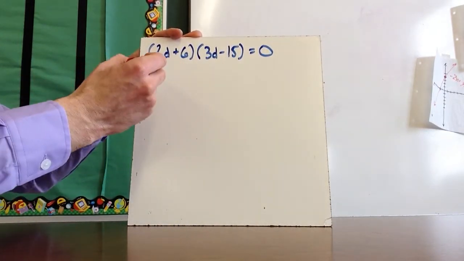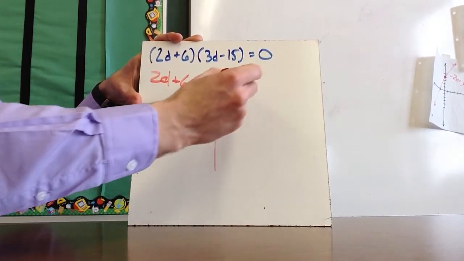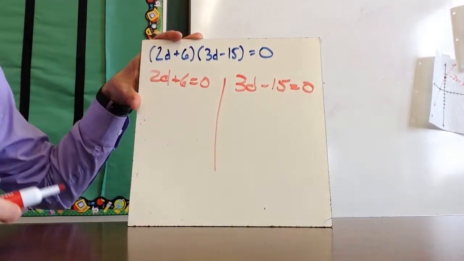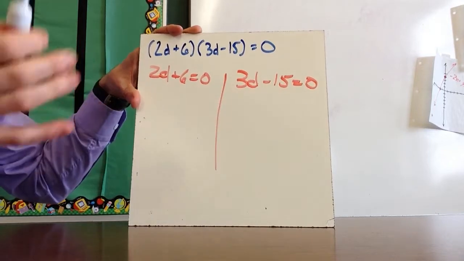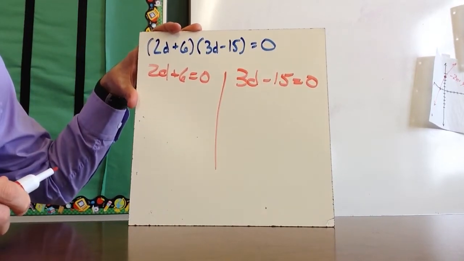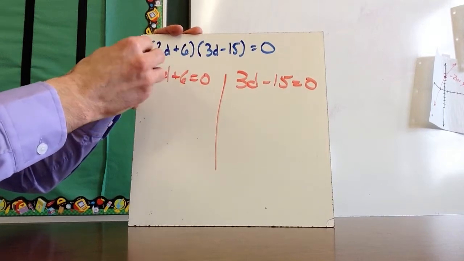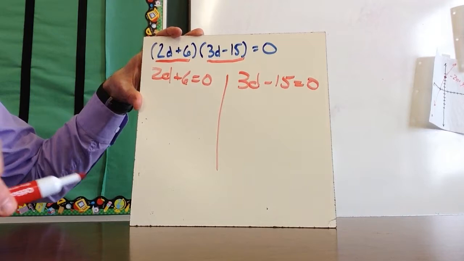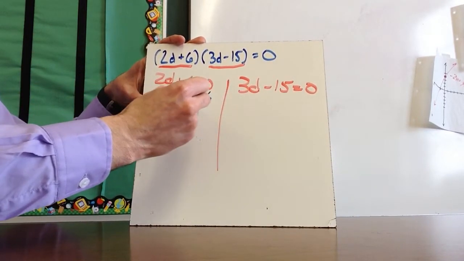So for this to be true, either 2d plus 6 would have to equal 0, or 3d minus 15 would have to equal 0. One of these two has to be 0, because if this equals 4 and this equals 1, it won't be 0, it'll be 4, right? 4 times 1 is 4. So this number would have to be 0, or this number. Think of those as a number. And then all I'm doing here is just going to solve this. Keep in mind that I'm going to end up getting two different answers.